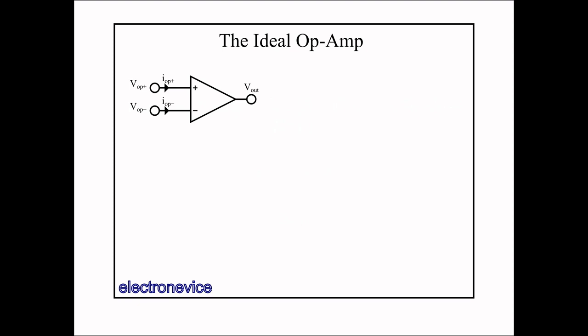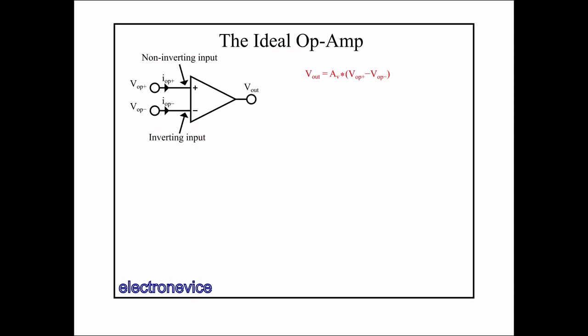Here's the schematic symbol of an op-amp. On the left are two inputs, and on the right is a single output. It also has power supply pins. But when talking about the ideal op-amp, we will not consider the power rails, as they are a real op-amp consideration, not an ideal op-amp consideration. The plus input is called the non-inverting input, and the minus input is called the inverting input.